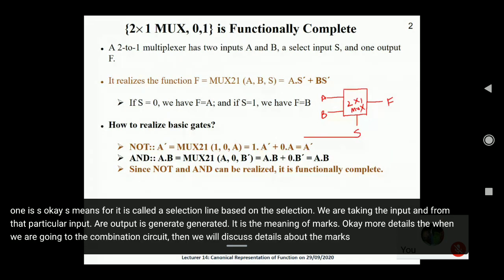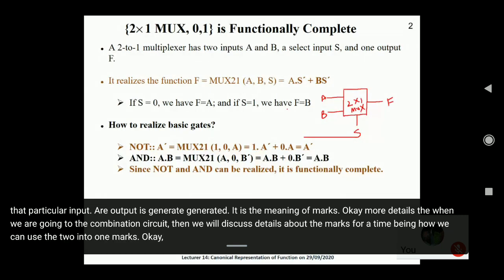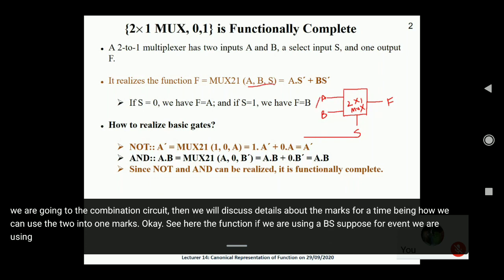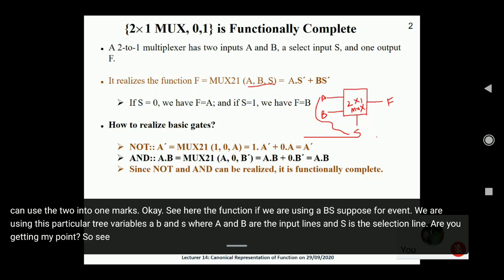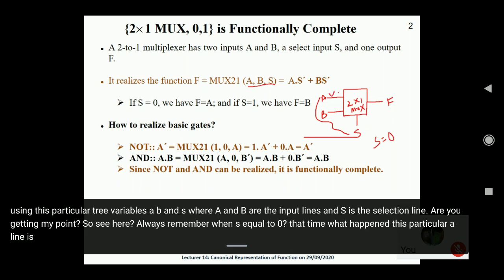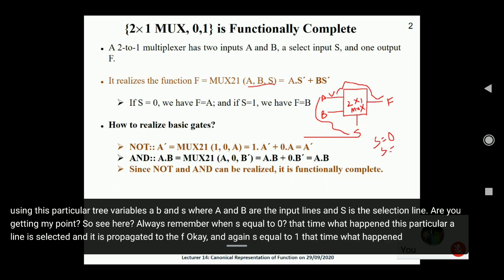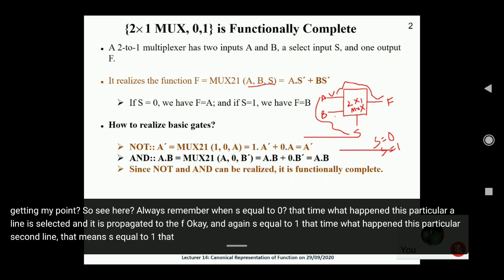For the time being, see how we can use the 2 into 1 mux. Suppose we are using these three variables, A, B, and S, where A and B are the input lines and S is the selection line. Are you getting my point? Always remember, when S equal to 0, that particular A line is selected and propagated to F. And when S equal to 1, the second line, that means the B line, is propagated to F.